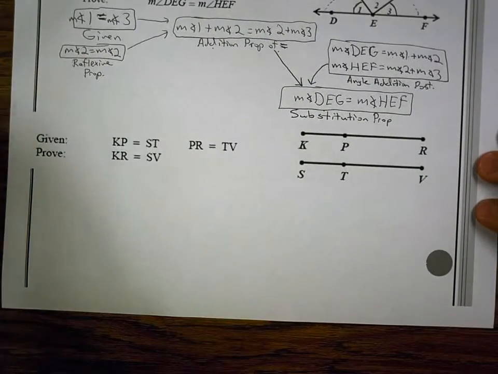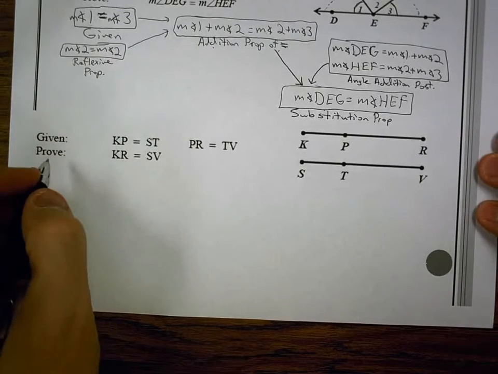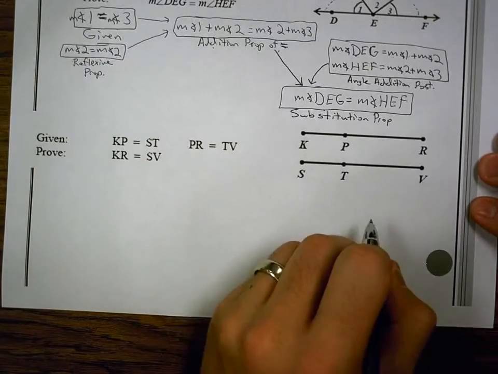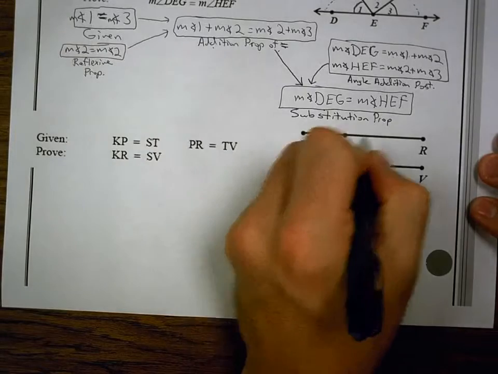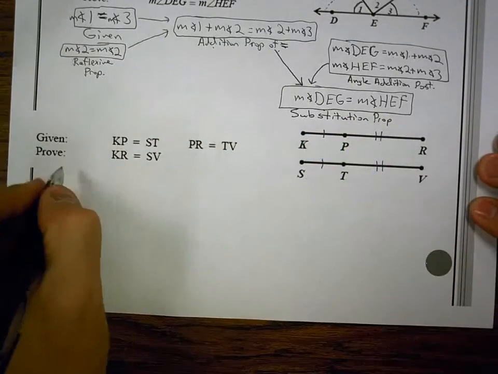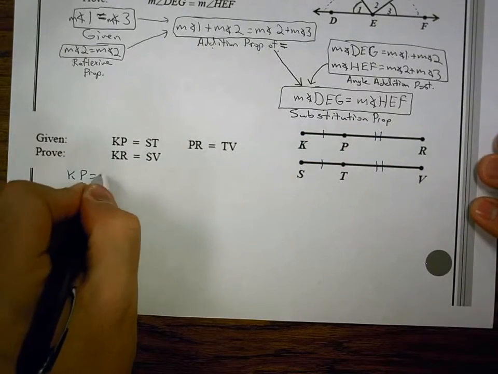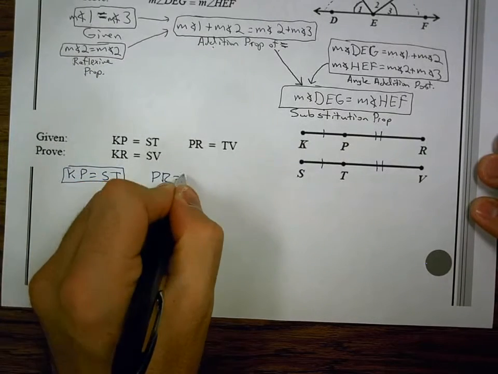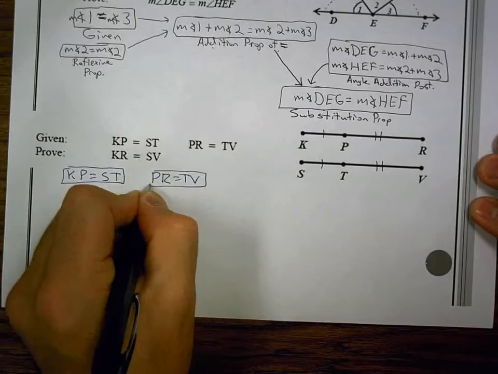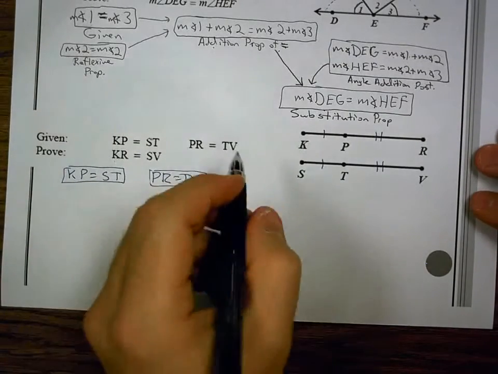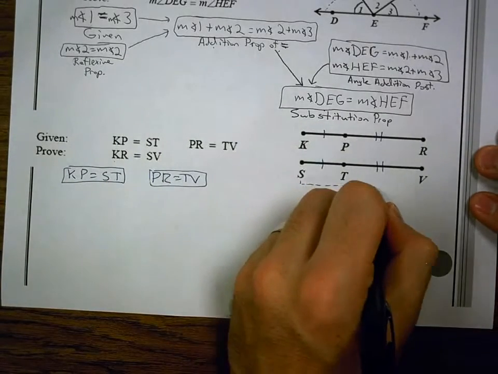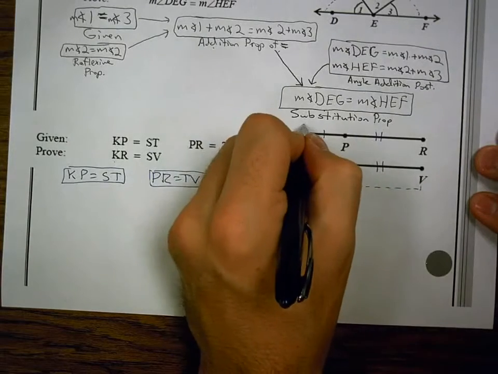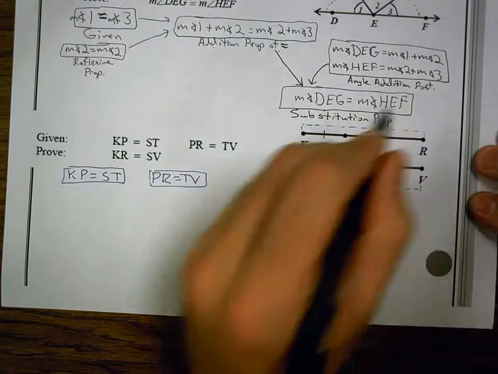Okay, we go to our last one. KP is equal to ST. PR is equal to TV. So let's mark that. We'll write these out. KP equals ST. PR equals TV. And we want to get to KR equals SV. I want to show that this is equal to that one.